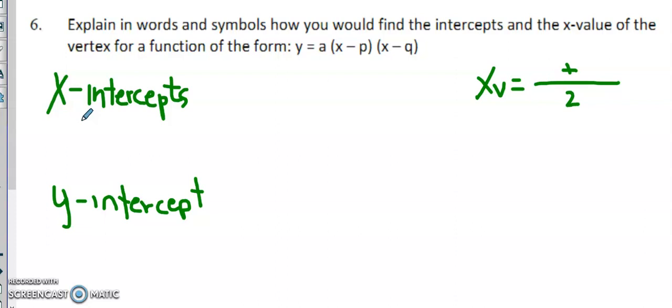So go ahead and write down what you believe the answers are based on the first 5 problems, and then turn the video back on when you're ready to continue with the discussion.